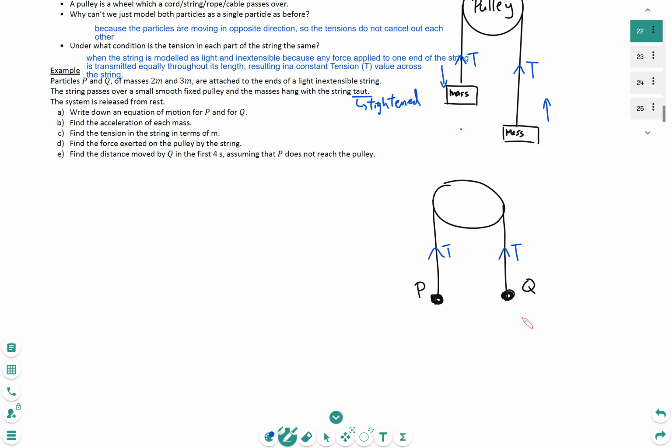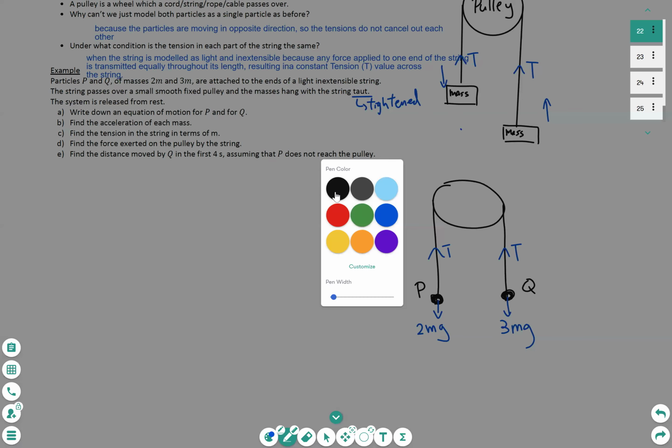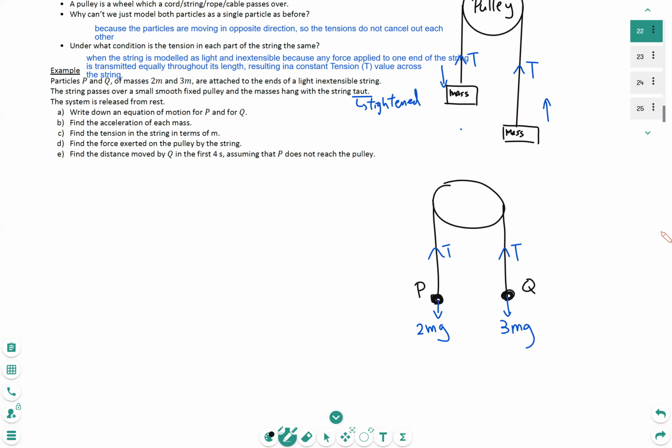Now, what else? What about the weight? We always have the weight, remember? So the weight is acting vertically downwards. P is 2m, therefore the weight will be 2mg. Q will be 3mg. Now you have to be careful. Sometimes they give you the weight rather than the masses. Here they told you the mass, therefore the weight will be 2mg. If they give you the weight, then you don't have to add the g. All right, so when you release the system, you can imagine what will happen. Well, Q will drop simply because Q is heavier, and P will go up.